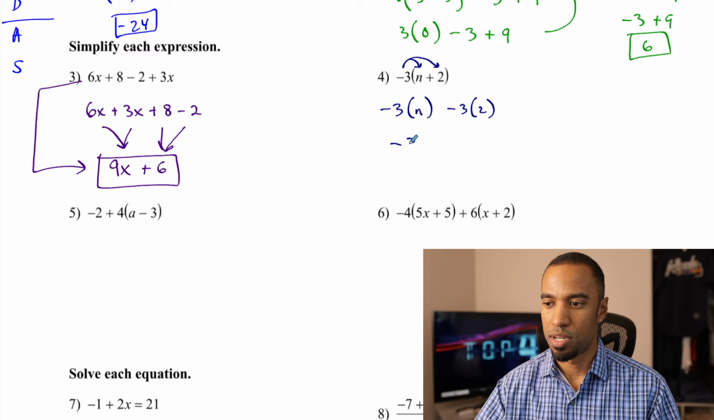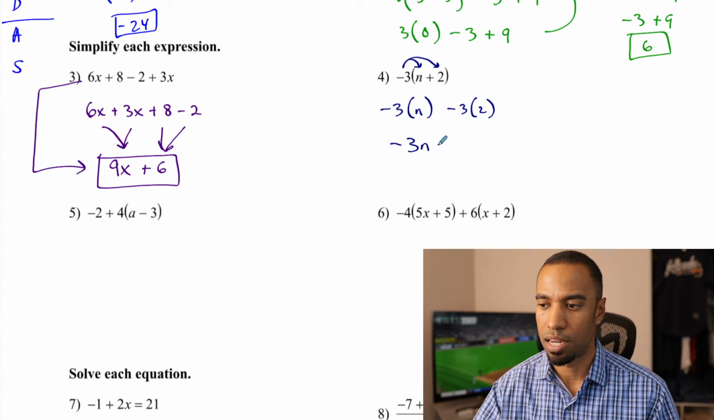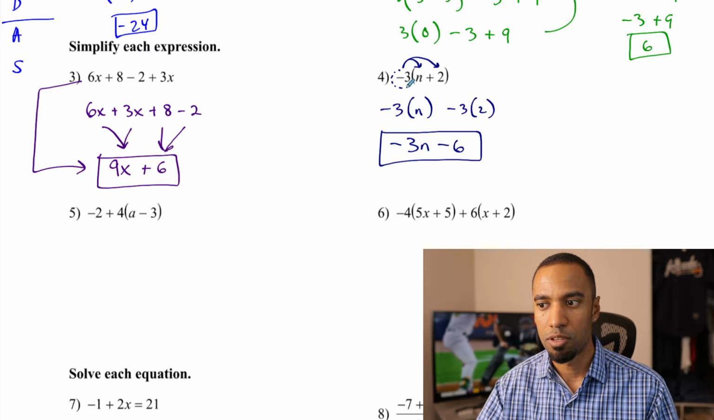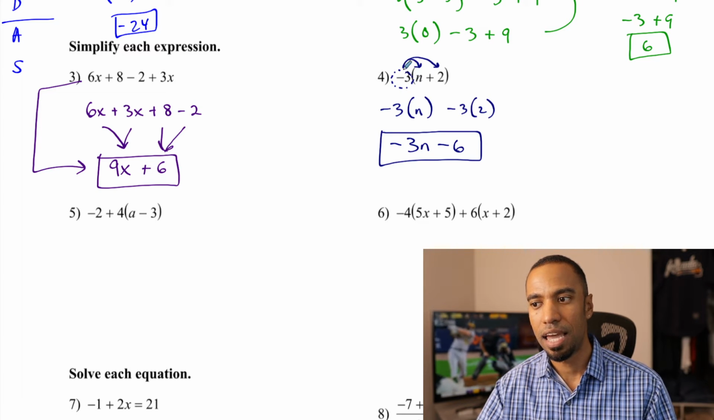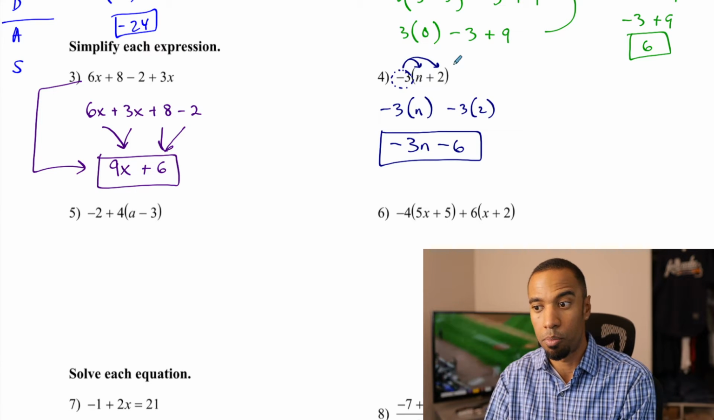Negative 3 times n becomes negative 3n. That is the equivalent of writing that there. Negative 3 times 2 is negative 6. The thing you have to be careful with is to make sure you are distributing that negative here. Sometimes people only do it the first time, and then they kind of forget the next time. They just see the 3, and then they do nothing else with it. So make sure that you are bringing that over.